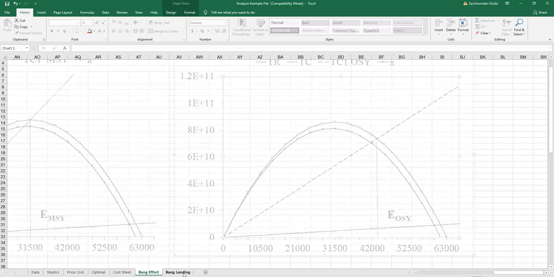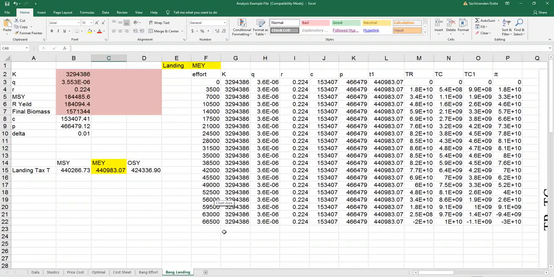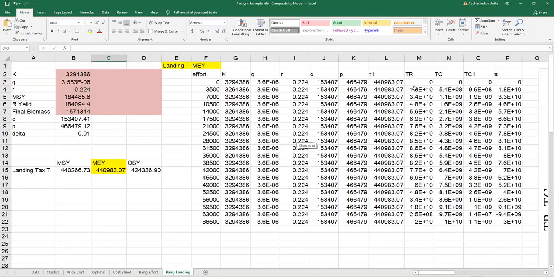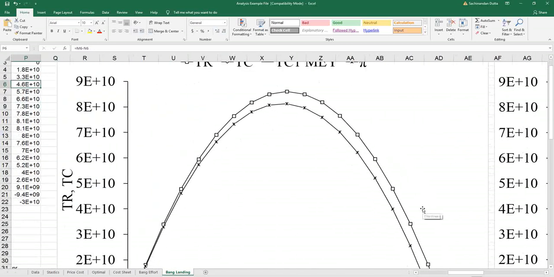Then, the same thing, you have to prepare for the landing tax: effort, K, Q, R, C, P, and the landing tax. Take the landing tax for MSY, maximum sustainable yield, maximum economic yield, and open access equilibrium yield, or optimal sustainable yield. Incorporate it, then calculate TR, TC, TC1, and pi, and you get this graph.